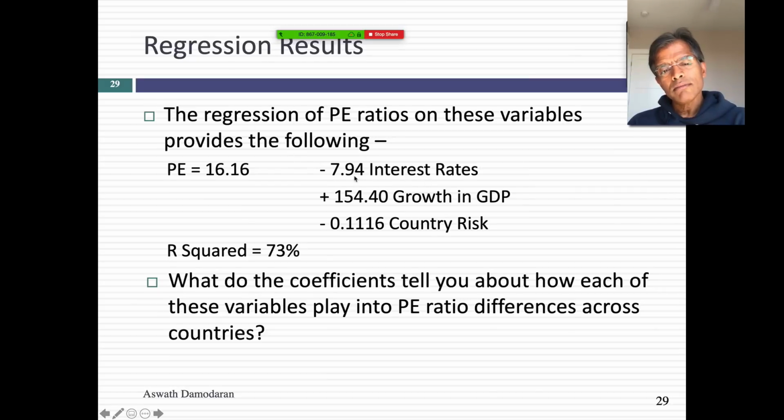Higher interest rate, lower P/E ratio. That makes sense. For every 1% increase in interest rates, the P/E ratio decreases. Higher growth in GDP, higher P/E ratio. That makes sense as well. And higher country risk, lower P/E ratio. That makes sense as well.